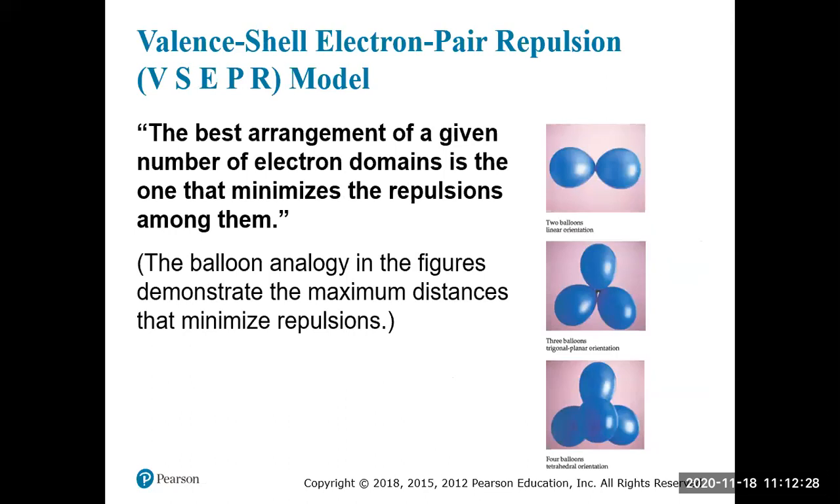When we talk about the VSEPR model, what we're trying to achieve is the best arrangement of the electrons that minimizes electron repulsion. In these balloon examples on the right, we see linear orientation, trigonal planar, and then tetrahedral. By arranging them in this fashion, we minimize the electron repulsion between the different orbitals.